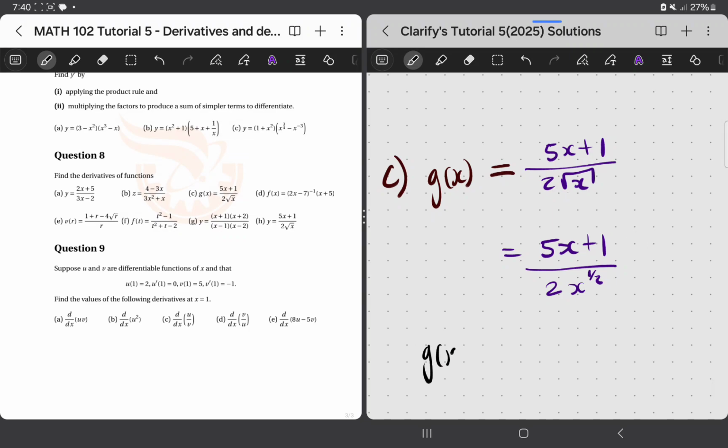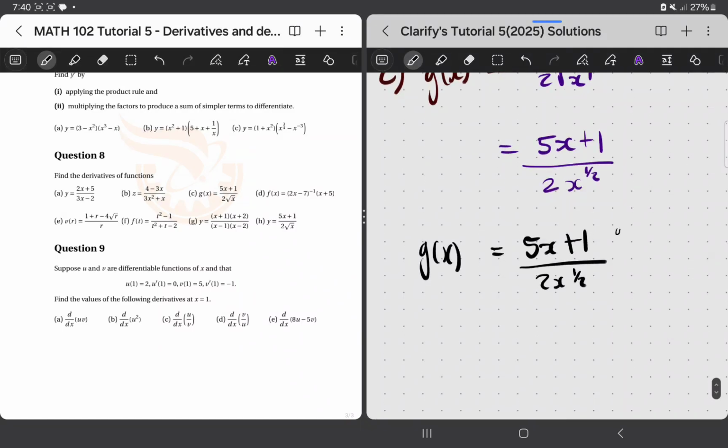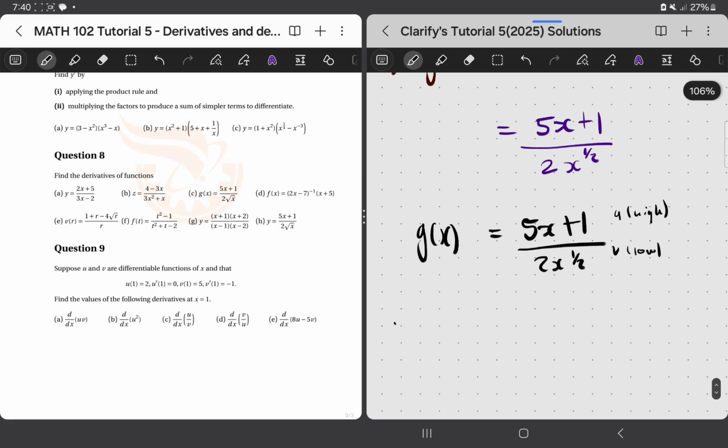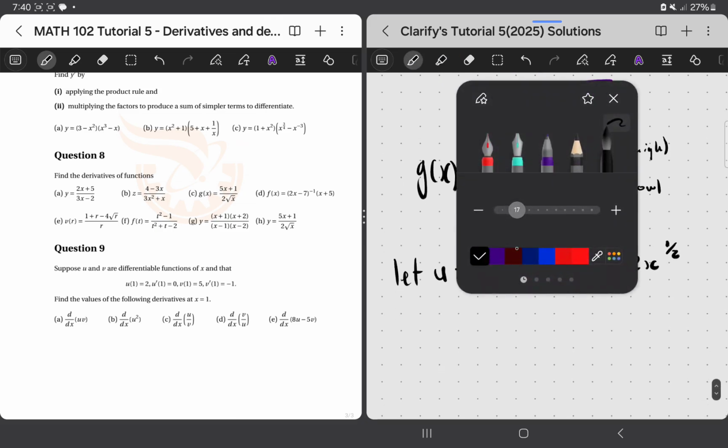We can say that g of x is equal to 5x plus 1 all over 2x to the power of half. Then you're going to say, you know that this is a u, this is your v. This u is also high. You do it with a pencil, then this is low. So we're going to say let u be equal to the top, which is 5x plus 1. Then v is equal to the bottom, which is 2x to the power of half. Then make it right and nicely.